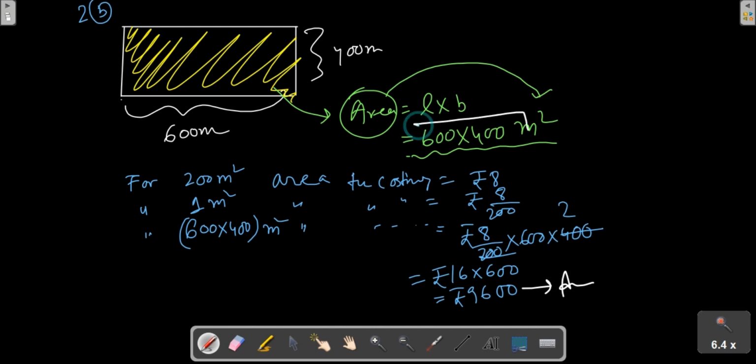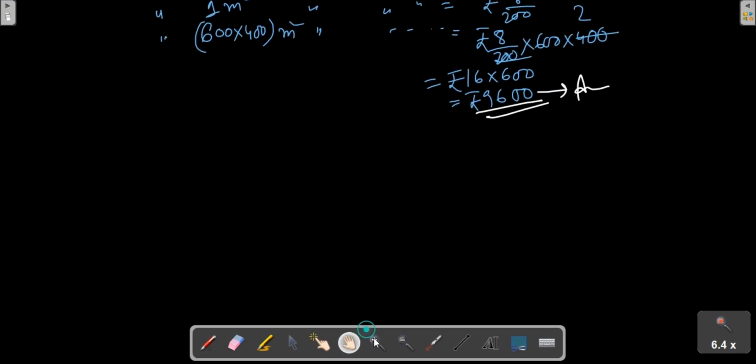So first of all we have got the area, then we have used the unitary method, as far as the given data. See, for 200 meters square the costing is 8, then for 1 meter square what is the costing, and then for our required meter square what is the costing. So this is the answer. I hope all of you have understood.